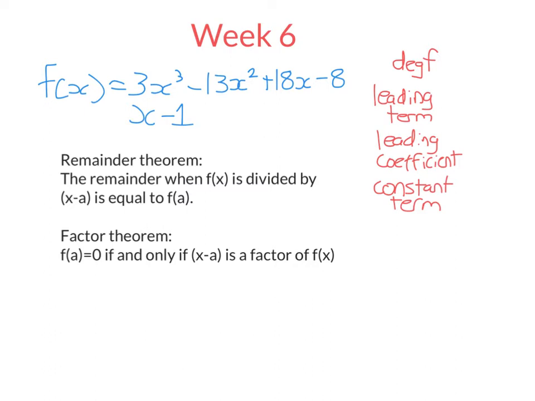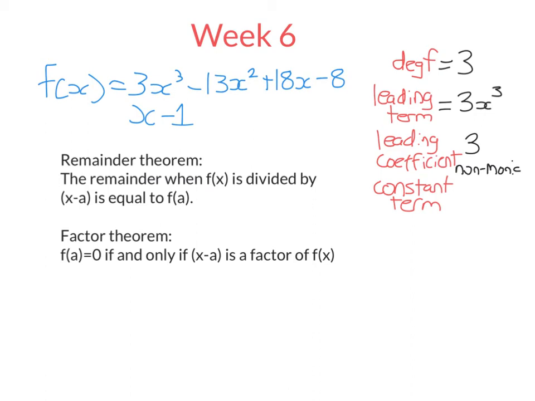Okay, so we need to know about the degree of a polynomial. The degree is just the highest power of x. So the degree of the polynomial f here is just 3. The leading term is the term that contains the highest power of x, so it's 3x cubed. So the leading coefficient is just the coefficient of the highest power of x, which is 3. So if the leading coefficient is 1, we say that the polynomial is monic. If the leading coefficient is not 1, as in this case, we say the polynomial is non-monic. So here, f is an example of a non-monic polynomial.